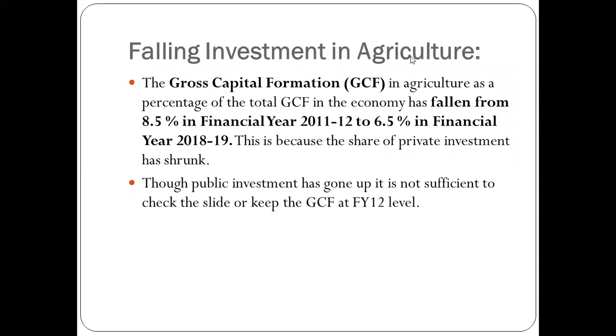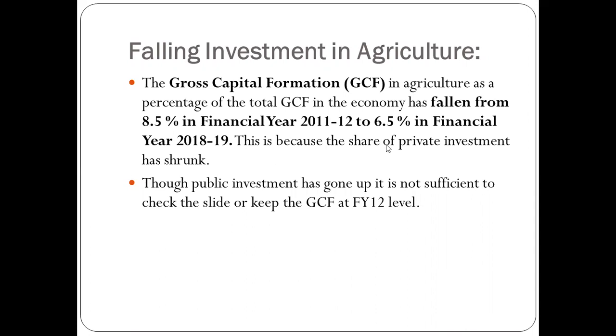Next, falling investment in agriculture. The gross capital formation in agriculture as a percent of total GDP in the economy has fallen from 8.5% in financial year 2011 to 6.5% in financial year 2018-19. After a few years, they are unable to invest in the agriculture sector, and the economy is unable to grow, because if our agriculture sector grows, then our economic value will increase. If this sector declines, the economic value of the country will decline.